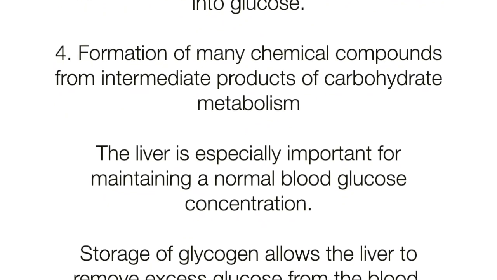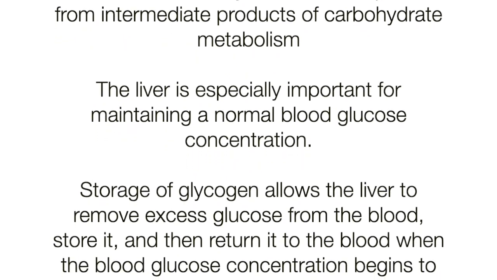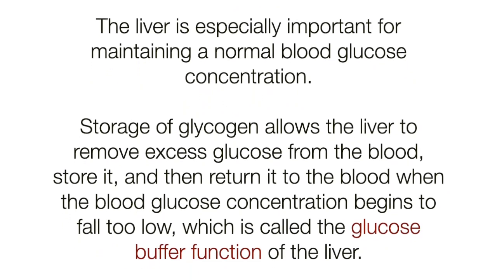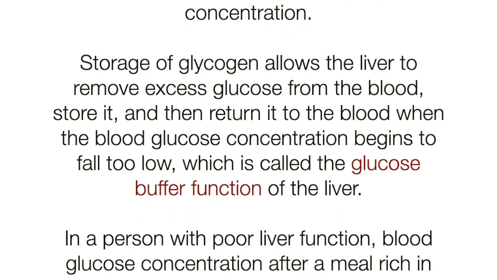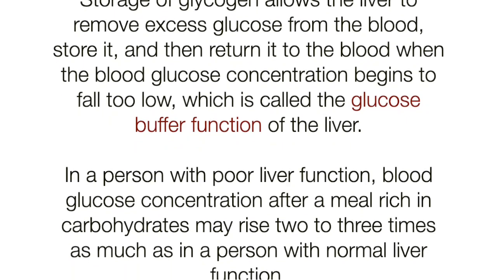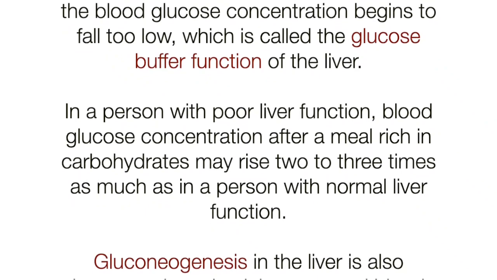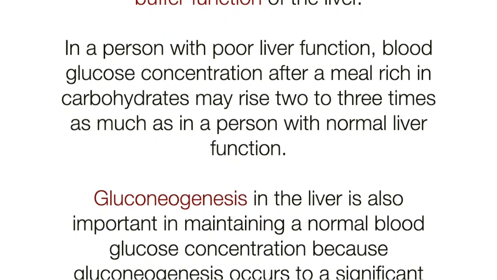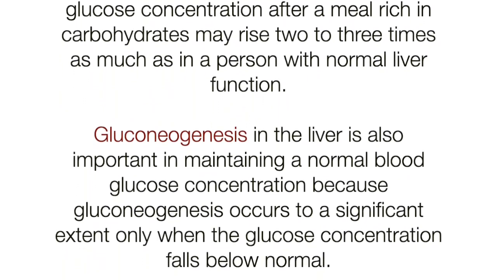The liver is especially important for maintaining a normal blood glucose concentration. Storage of glycogen allows the liver to remove excess glucose from the blood, store it, and then return it to the blood when the blood glucose concentration begins to fall too low, which is called the glucose buffer function of the liver. In a person with poor liver function, blood glucose concentration after a meal rich in carbohydrates may rise to 2 to 3 times as much as in a person with normal liver function.